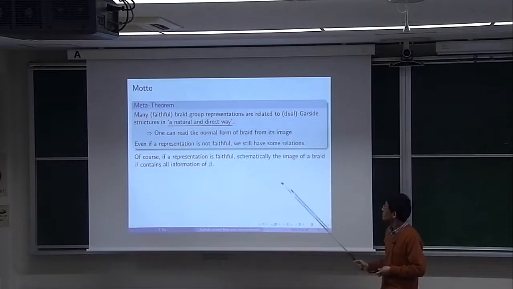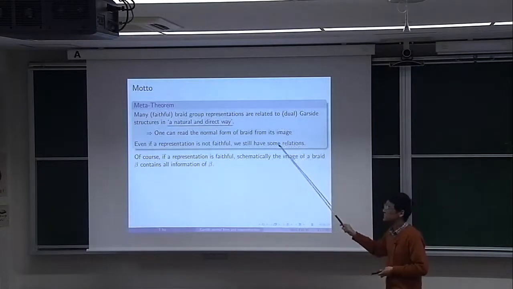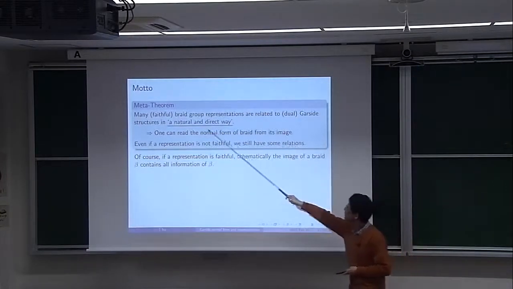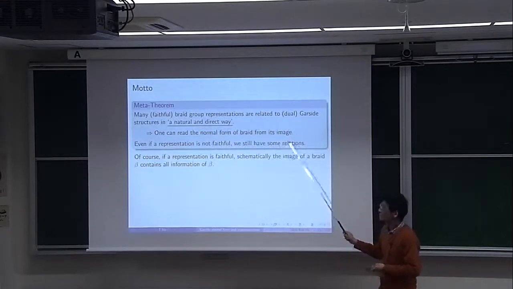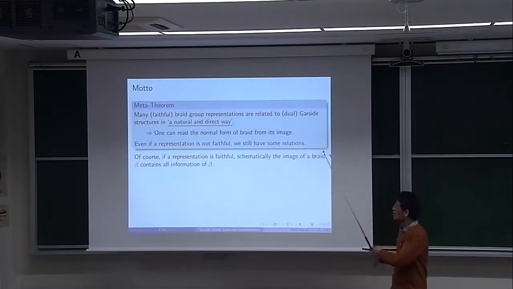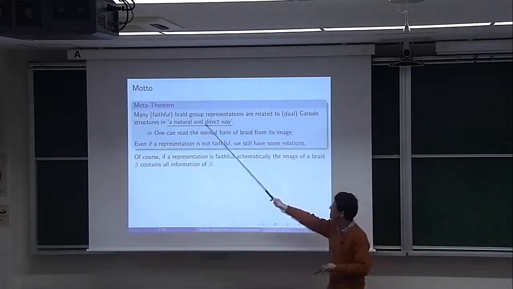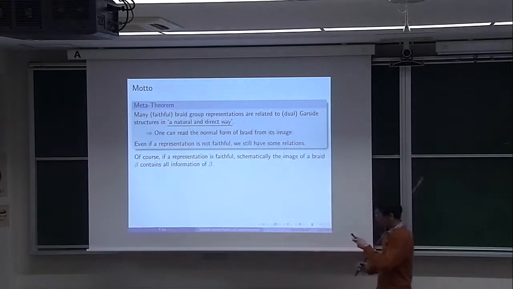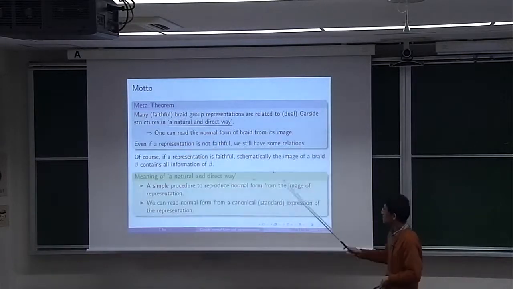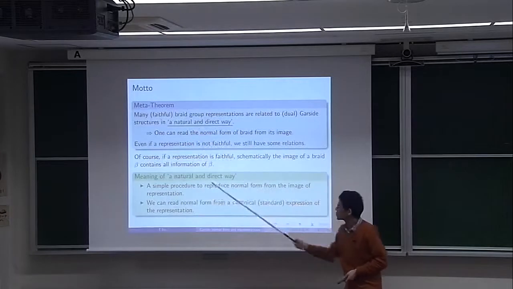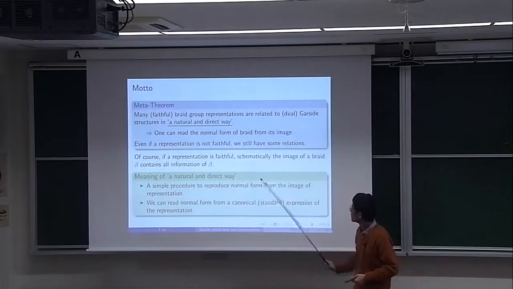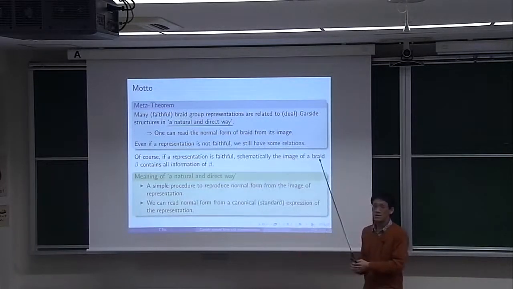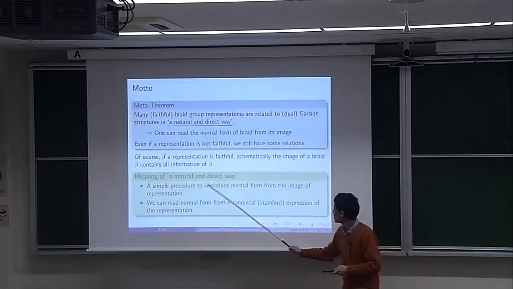Of course, in some sense this assertion is trivial, because if a braid group representation is faithful, then schematically speaking, every piece of information about the braid is contained in its image, so of course it is possible to read the Garside normal form. So what is surprising, and the meaning of a natural and direct way, is that we can read the normal form from the image of the representation in a somewhat simple, very direct way.